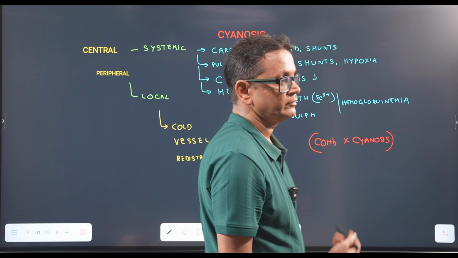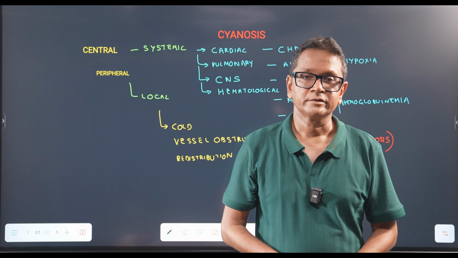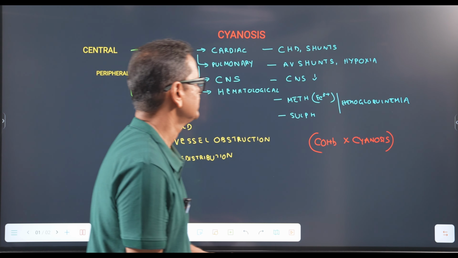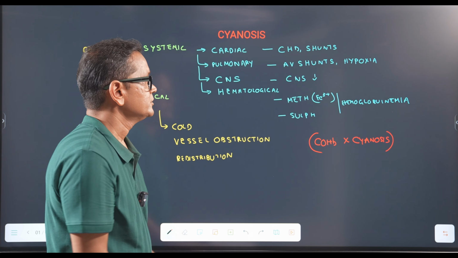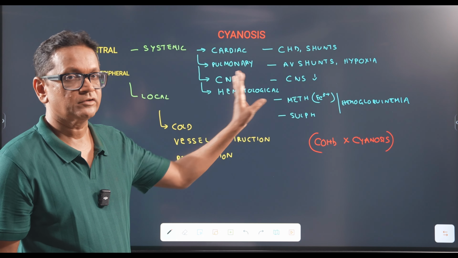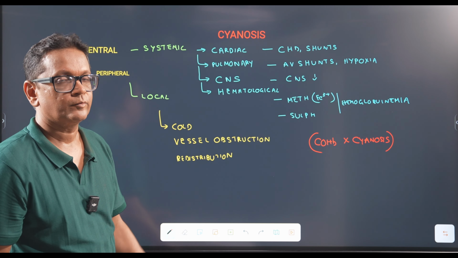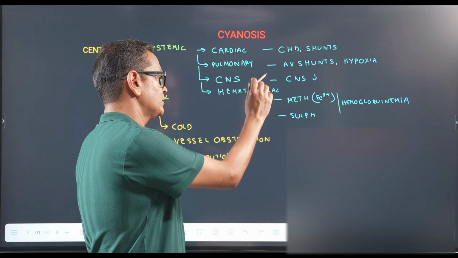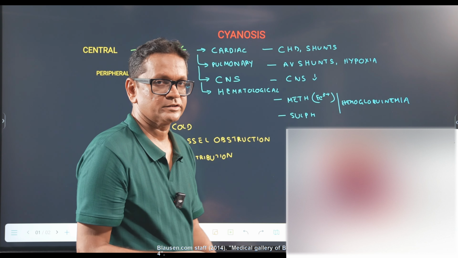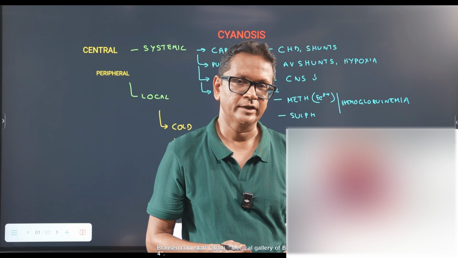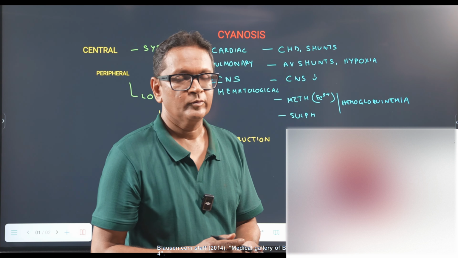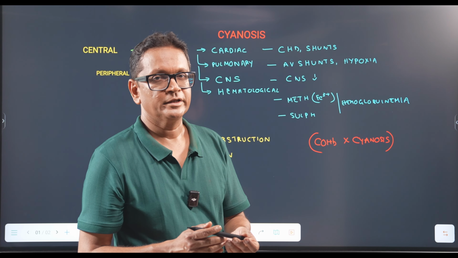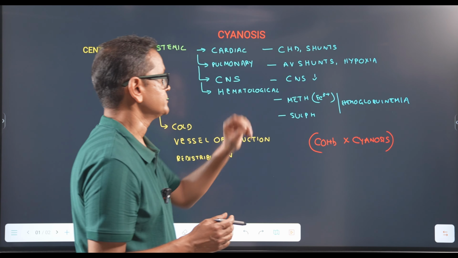Systemic etiologies can be divided organ wise: cardiac, pulmonary, CNS, and hematological. So cardiac wise are right to left shunts. Most of the times they are congenital heart diseases. So any congenital heart disease with right to left shunt, where deoxygenated blood, that is reduced hemoglobin, is transferred without getting saturated in the lung, can produce cyanosis.